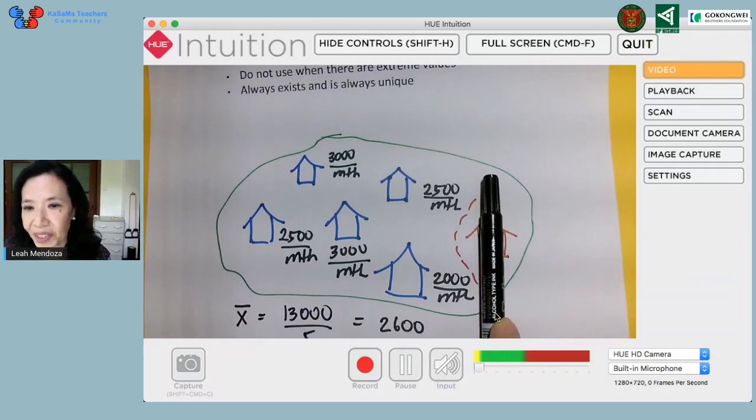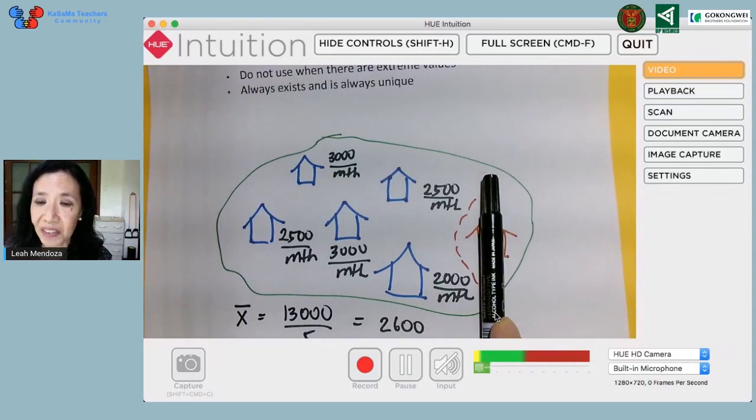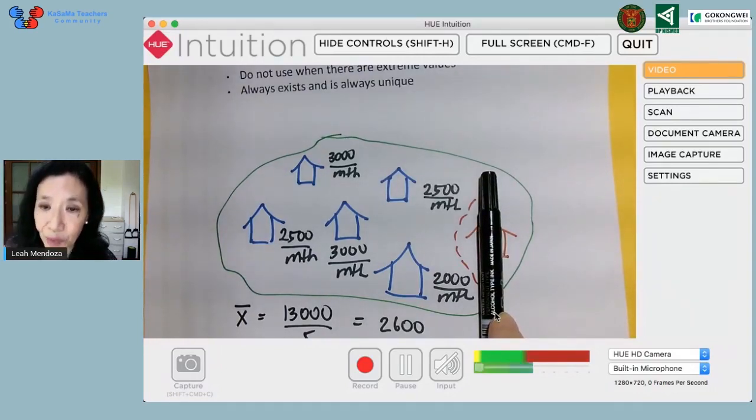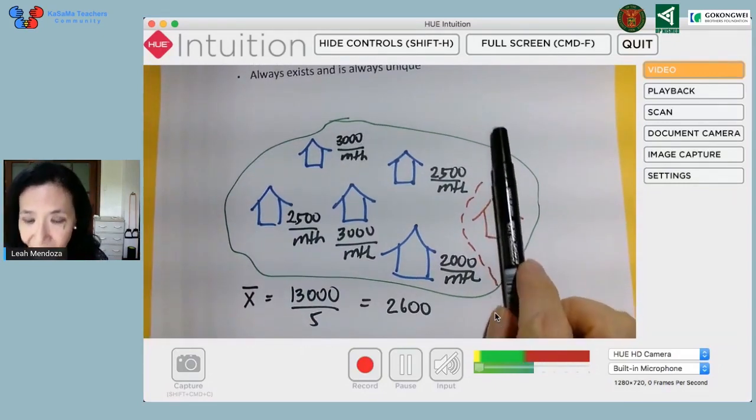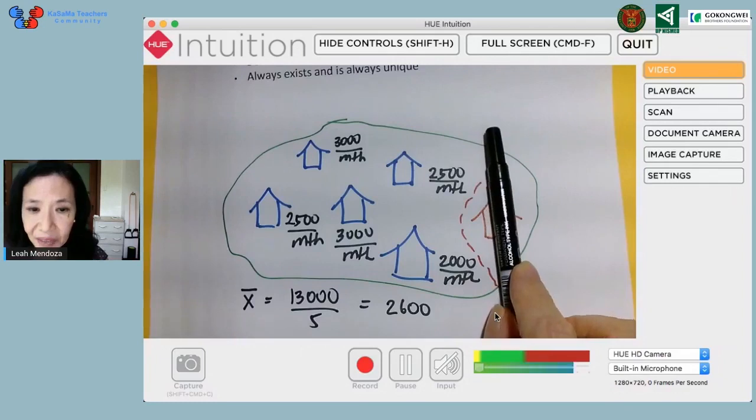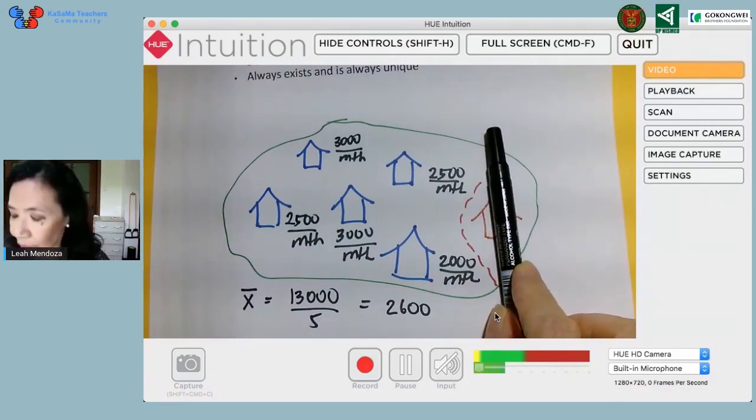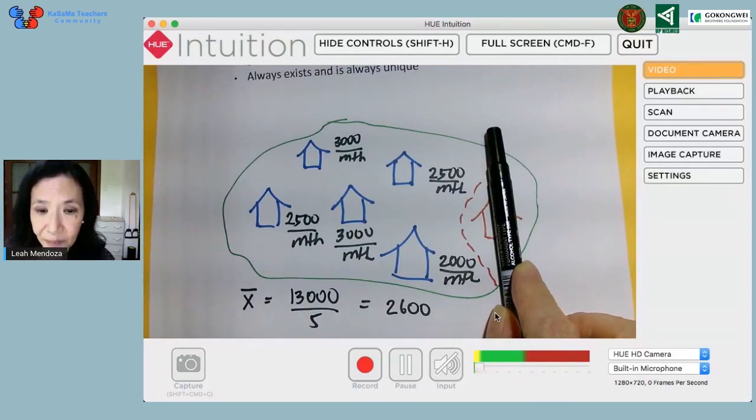I'm sure you know, as I know, that earning 3,000 or 2,500 a month is very small. Even for a fishing village, that is very small. So you get the average, you get the mean, and you find out that after adding all of these 5 and dividing by 5, you get a mean of 2,600.